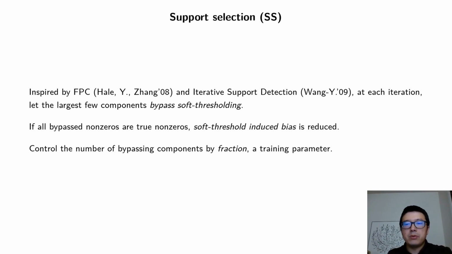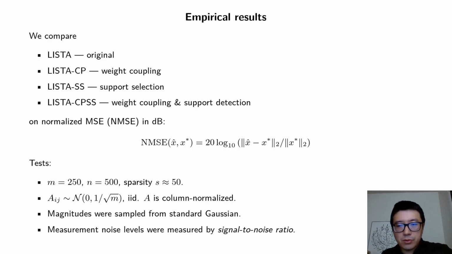So how many components to bypass? Well, this depends on the data. Therefore, we also let it be a trainable parameter. So here we're going to do a numerical experiment of original LISTA and LISTA incorporating these new ideas: with coupling, which eliminates W2k, support selection, as well as coupling together with support selection.